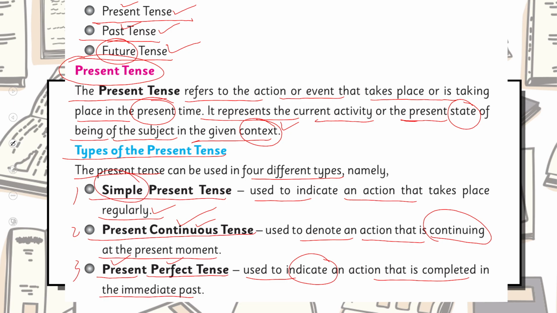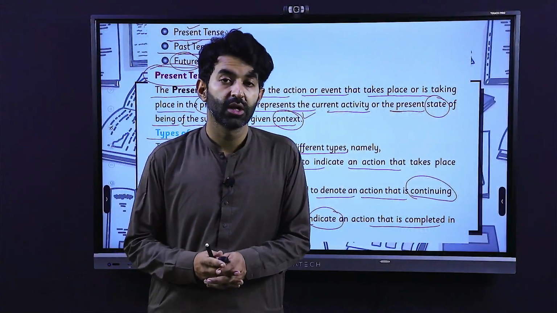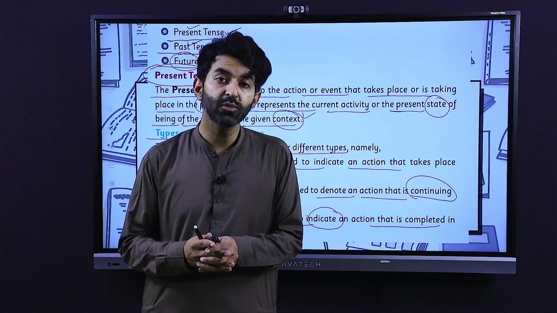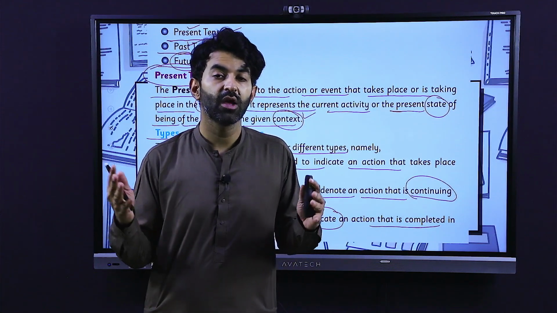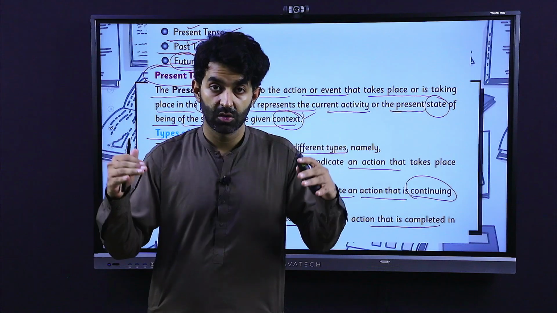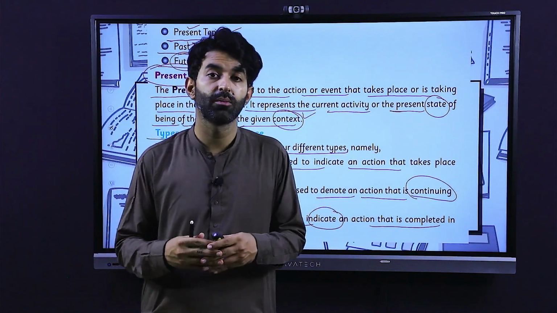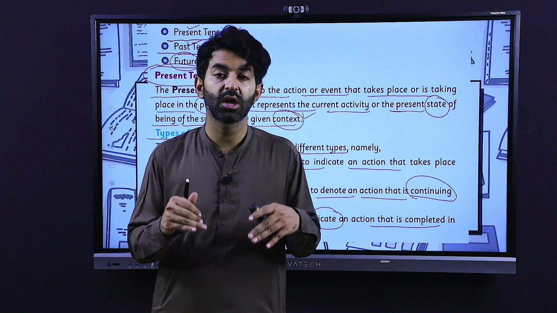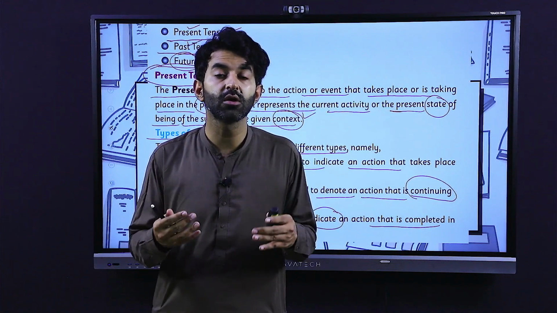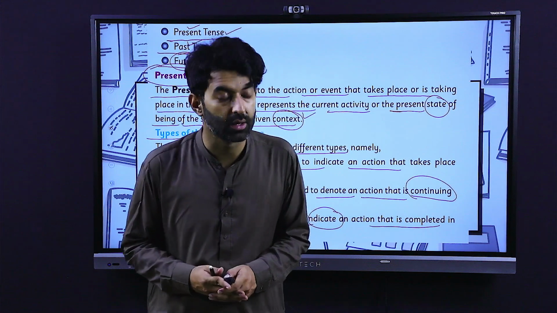Now, this is something that is immediately completed in the immediate past. So, we are going to see examples of each of these different types of present tenses. Now we are clear that when we are saying present, we are talking about the current state, the current time in which the speaker or the writer is communicating.